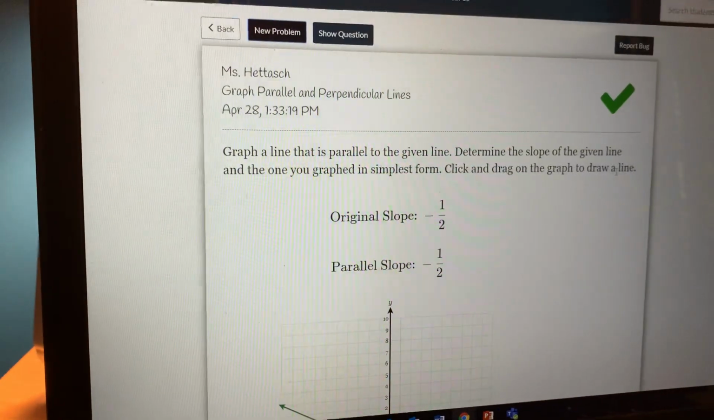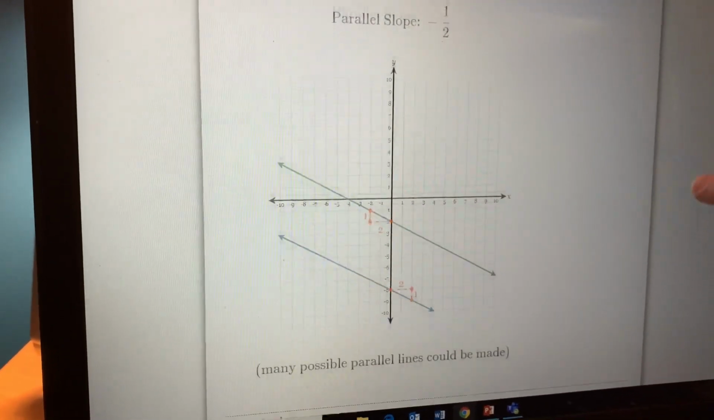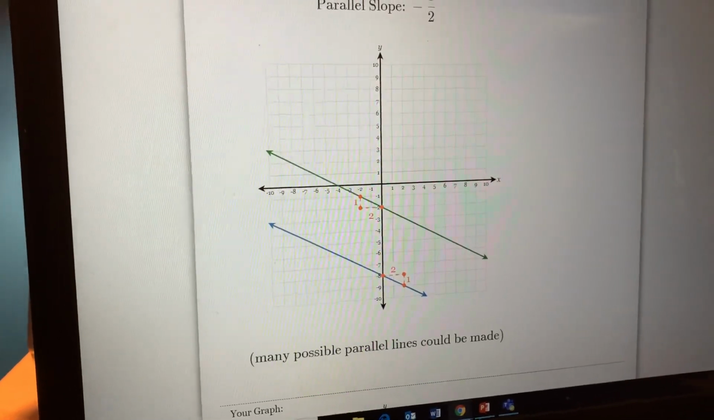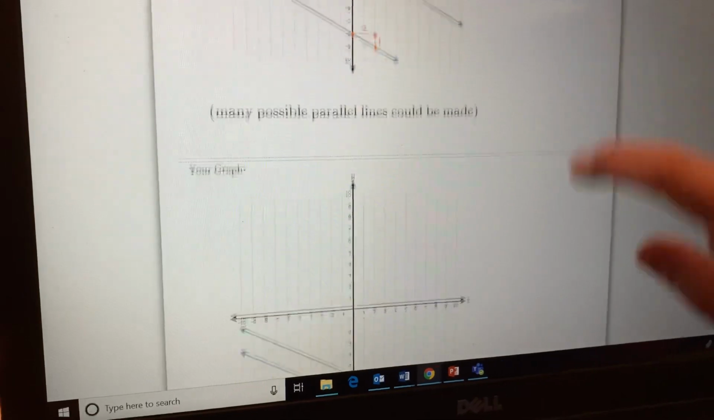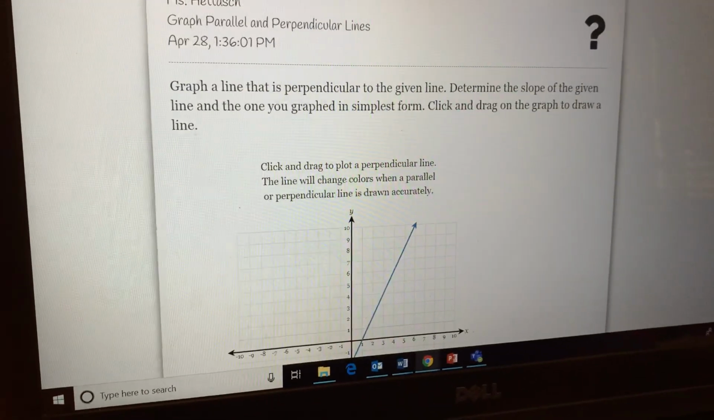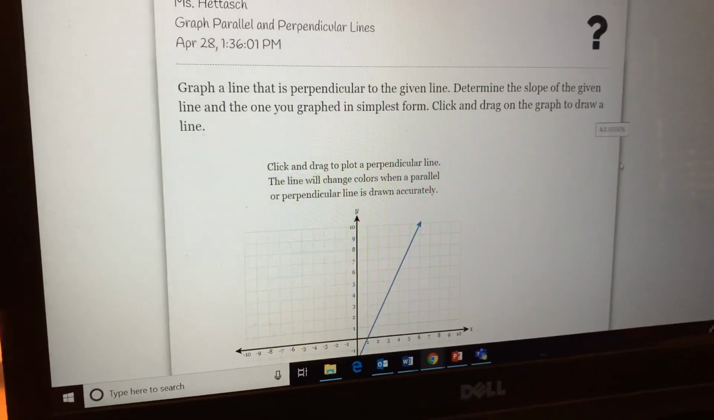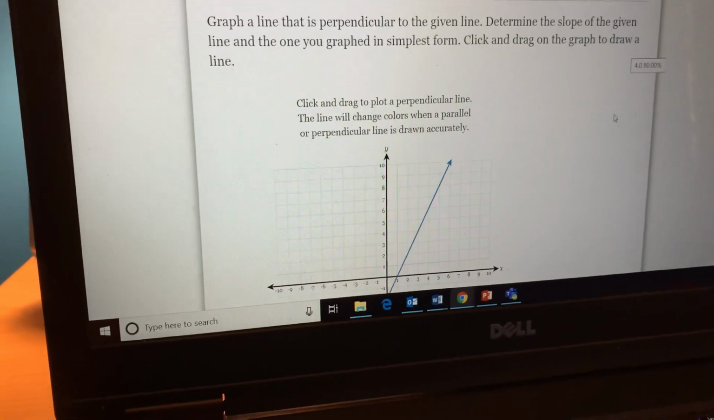Let's check our answer to make sure we were right, and we were. Again, both slopes were -1/2. They did their line in a different place. Doesn't really matter where you show your line. Let me just go through and do one more problem so I can find us a perpendicular. And this is perfect. It's perpendicular. So they want us to graph a line that is perpendicular to the given line.